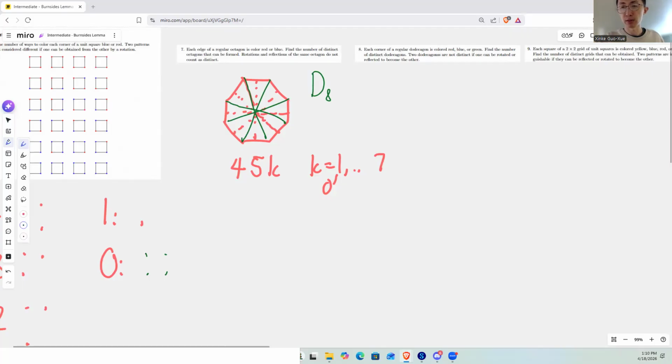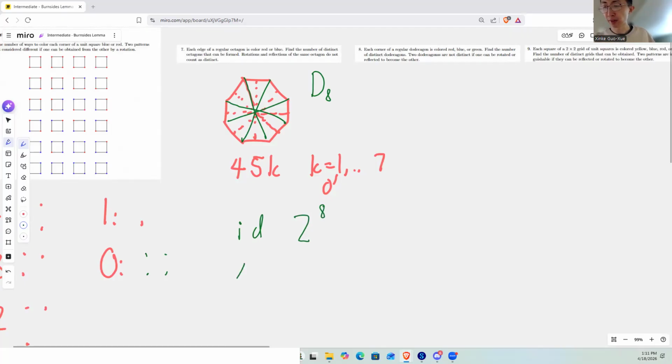So, okay. Well, we need to count how many colorings are fixed by the identity, right? Well, each vertex, or each edge, can be either red or blue. So there are 2 to the 8th.